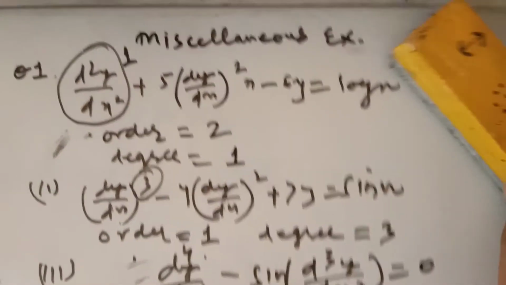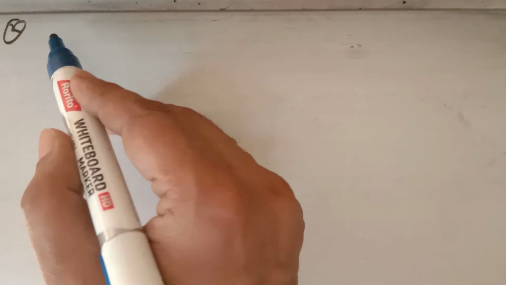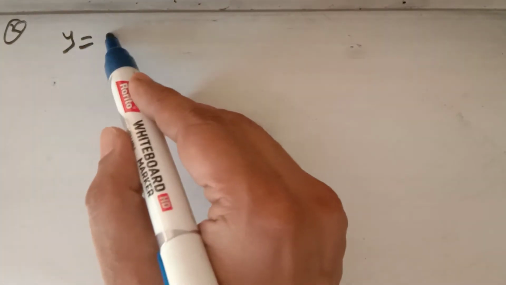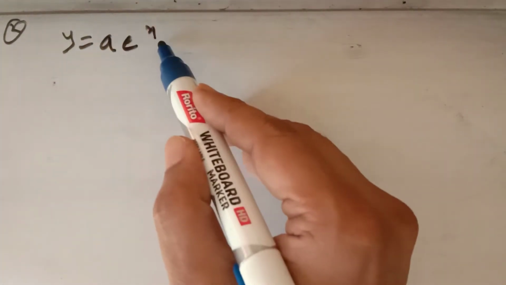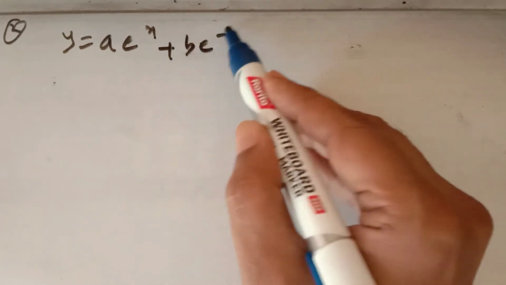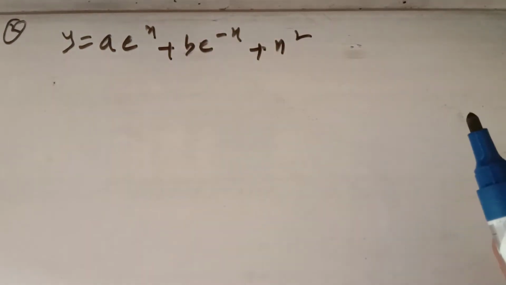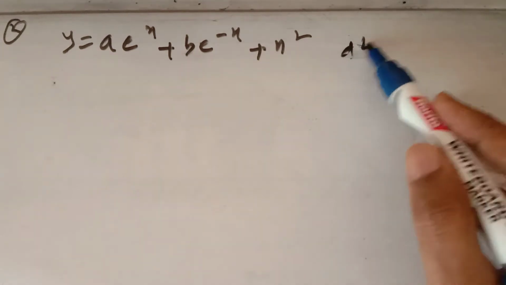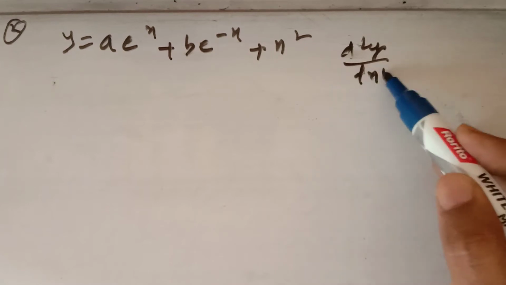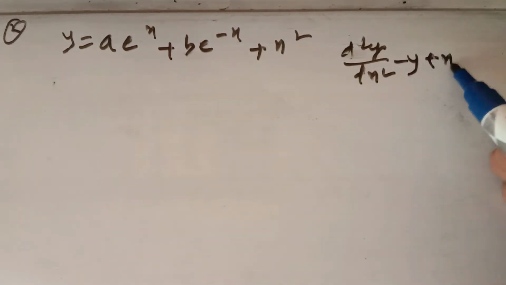Now in question number 2 of this miscellaneous exercise, you have to prove that the given value of y satisfies the given differential equation. So we have this value of y, which is y is equal to a e^x plus b e^(-x) plus x², and you have to prove that the second derivative minus y plus x² minus 2 equals 0. So you have to prove this.